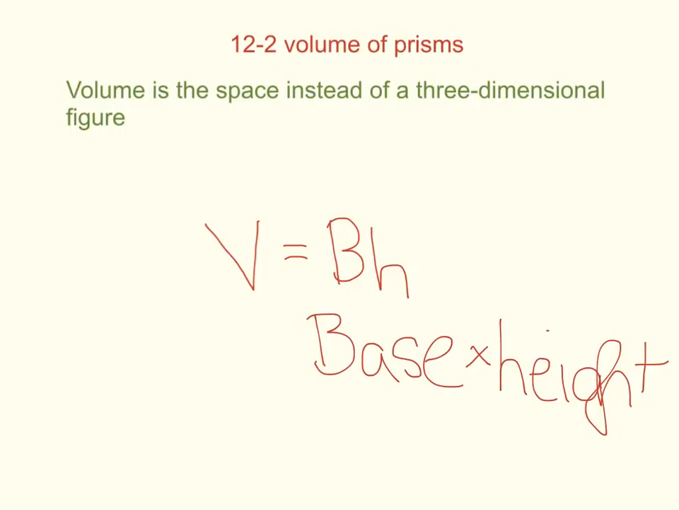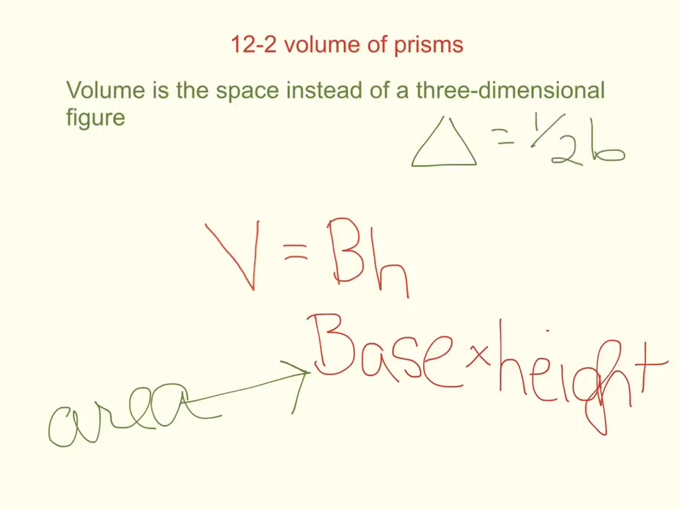When you have the base, this is the area of the particular base. So if it's a triangle, then you have to do the 1/2 base times height. If your base is a square or a rectangle, you just do length times width. So your big B is kind of going to be its own formula within itself, and then you multiply it by the height.